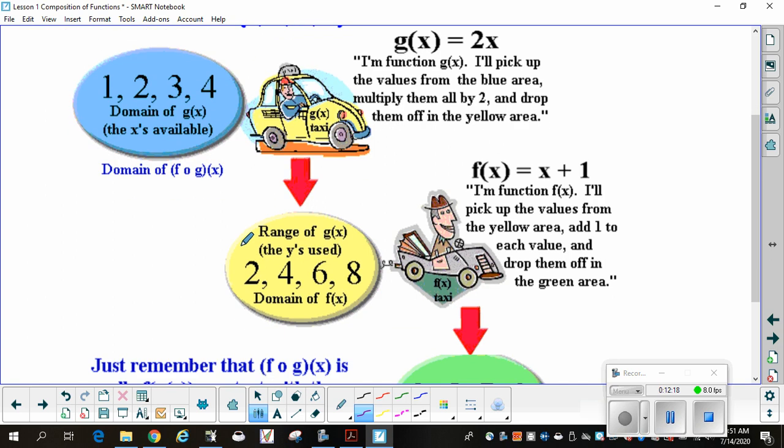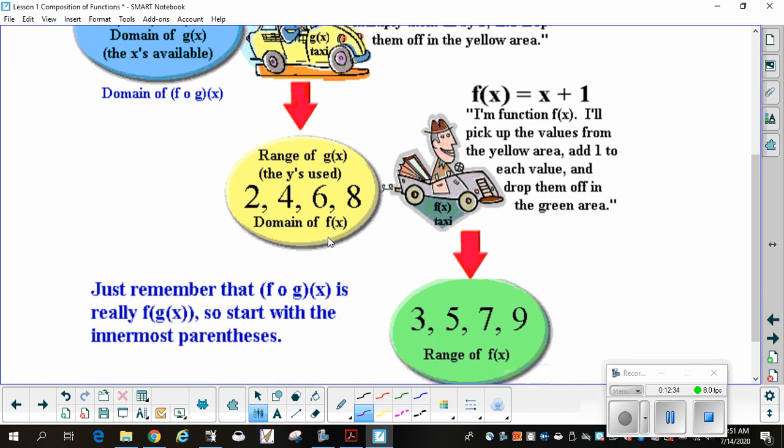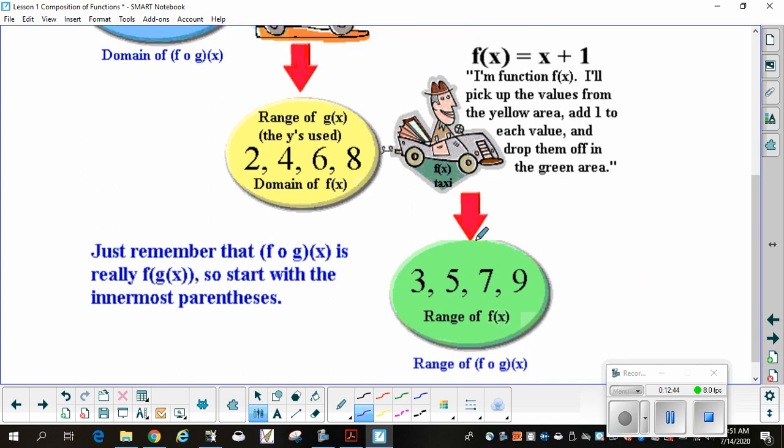So g of x is done. He's done his work. He's dropped off all of his passengers. The range of g of x, these were all the answers I got from g of x, become the input. The new driver, function f of x, is going to pick up these values from the yellow area, add 1, and drop them off in the final green area. So 2 plus 1 is 3, 4 plus 1 is 5, 6 plus 1 is 7, 8 plus 1 is 9. So here's the range.